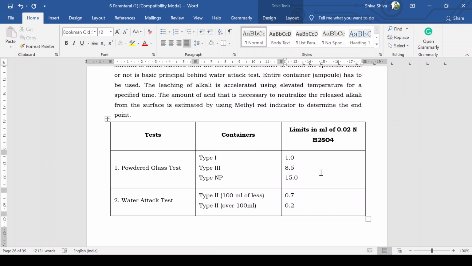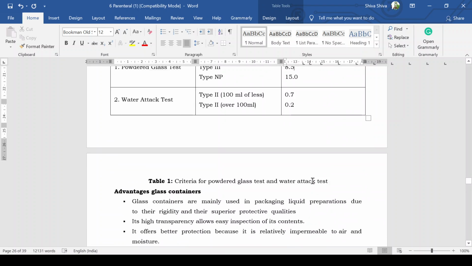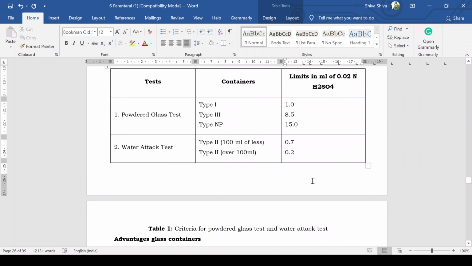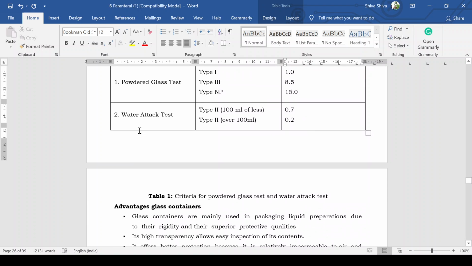Then limits for water attack test. For type 2 test, 100 ml or less. Means if the size of the container is 100 ml or less, then the amount of acid 0.02 normal H2SO4 should be less than 0.7 ml, and in case of type 2 glass which is having higher volume, that is volume more than 100 ml, the amount of acid 0.02 normal H2SO4 required for the neutralization of leached alkali should not be more than 0.2 ml. So these are the limits for powder glass test and water attack test.